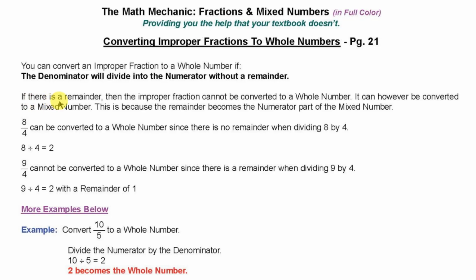If there is a remainder, then the improper fraction cannot be converted to a whole number. It can, however, be converted to a mixed number. This is because the remainder becomes the numerator part of the mixed number.